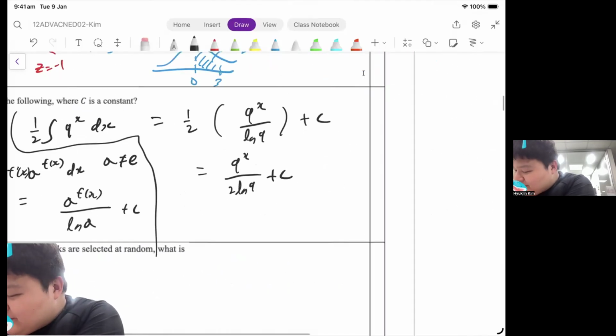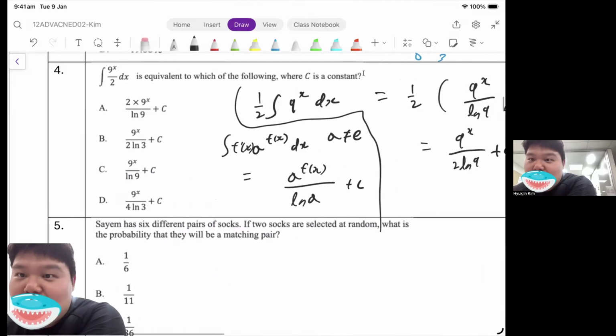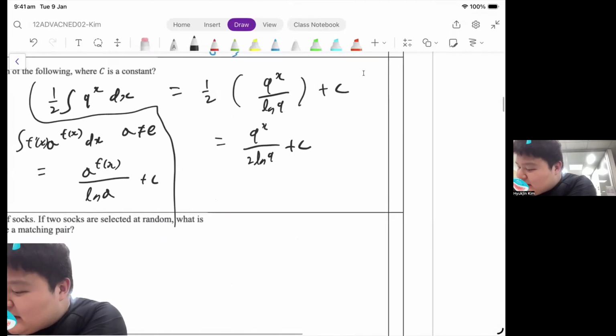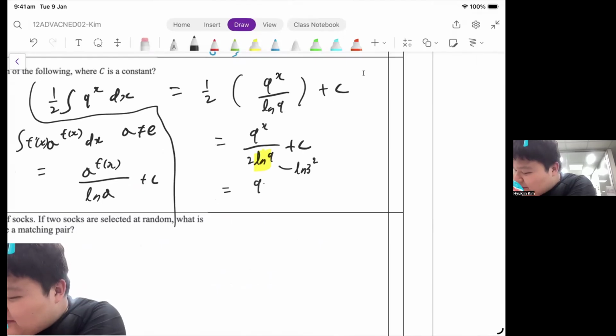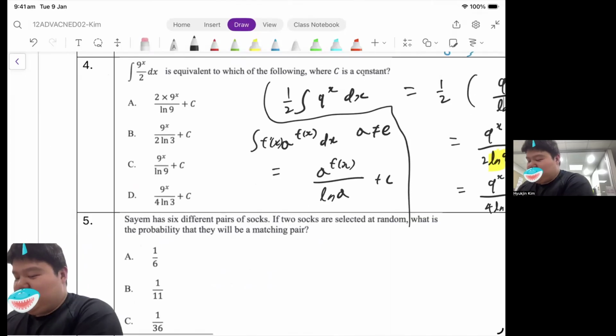You have to remember, there is a base of 3 in 2 of these options. I need to change it somehow. That means I need to realize ln 9 is the same as ln 3 squared, right? And then you can take it out. Then it becomes 9 to the x over 4 ln 3 plus c. Now it becomes option D.